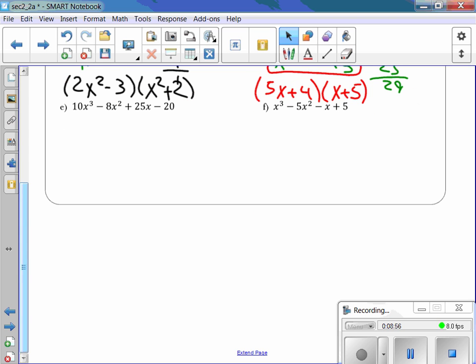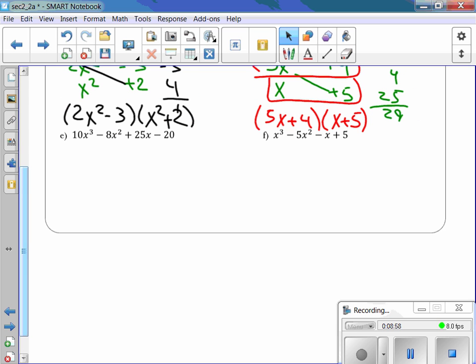What about this? 10x cubed minus 8x squared plus 25x minus 20. What should we do here, Sophie? Absolutely. Since there is no GCF for all, well, first I'd look for that GCF, but there is no GCF for all 4 terms. So absolutely. So if we want to do a factor by grouping, just look at the first 2 and say, what is the GCF there? The GCF of those first 2 terms.